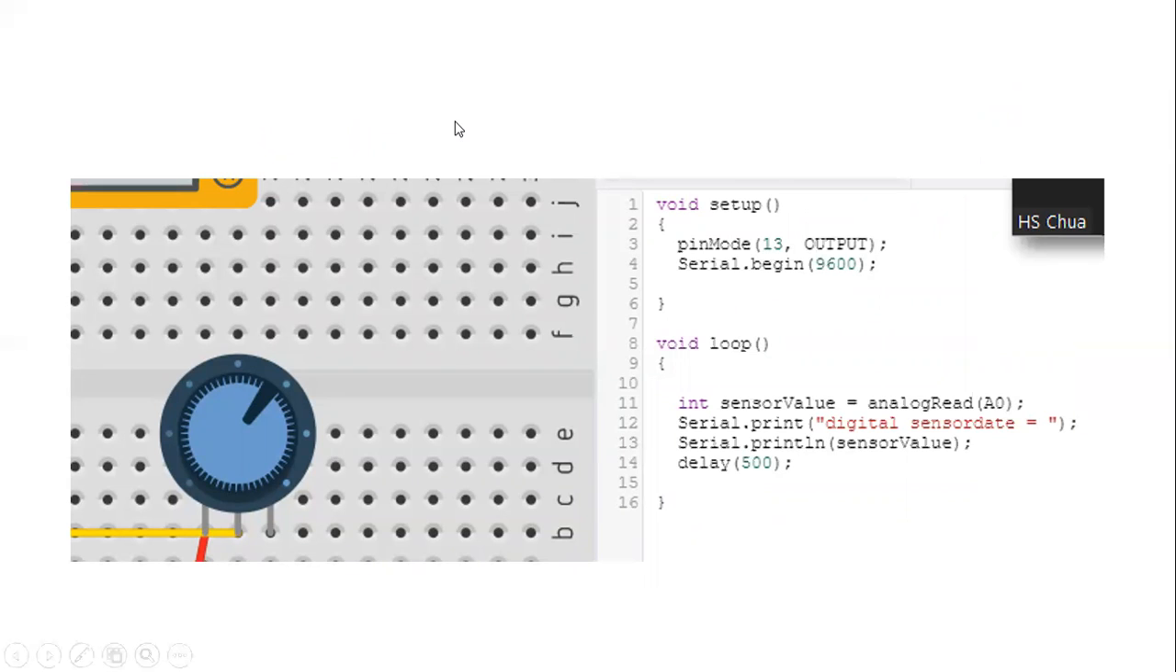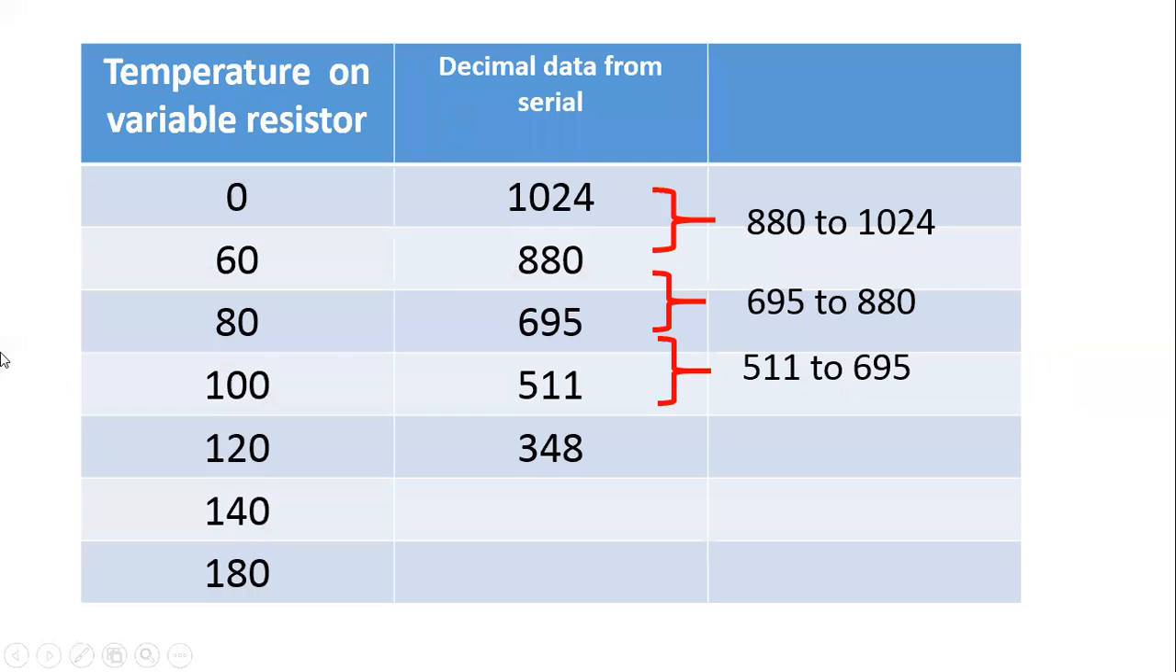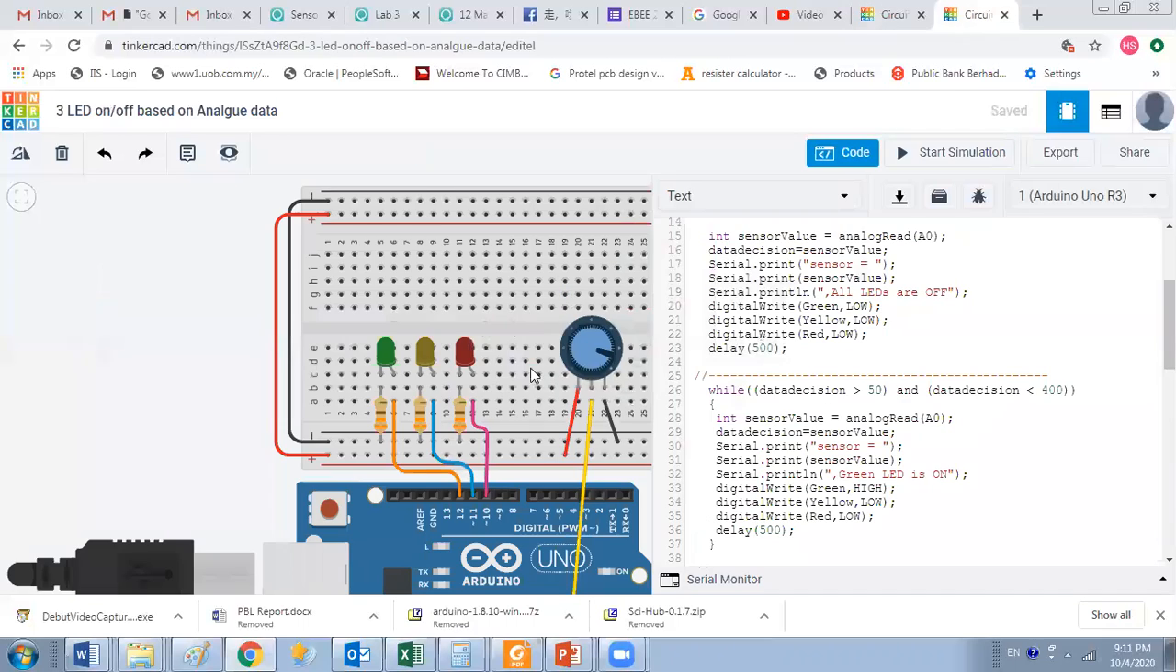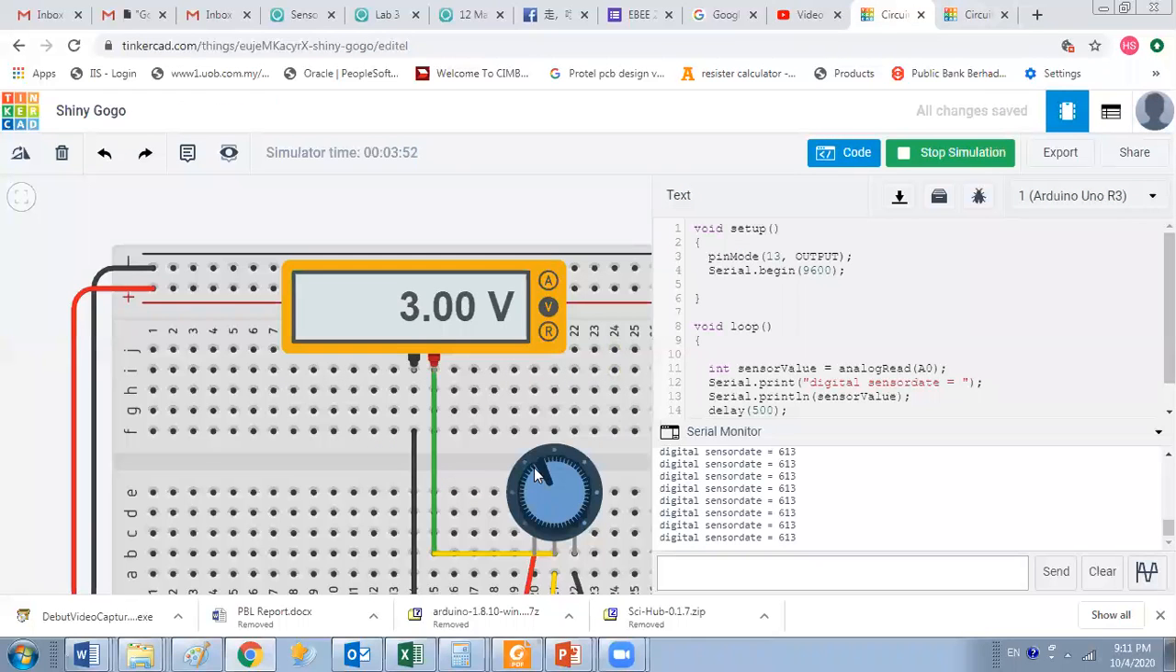In this programming we convert the analog data into digital data. So plot this table, you can see this table: temperatures on the variable resistor, already from the indicator over there. So 0, 60, 80, 100, 120, and 180. So this is the decimal data from the simulations. Now try to go and see from these simulations. This is actually from the past example.